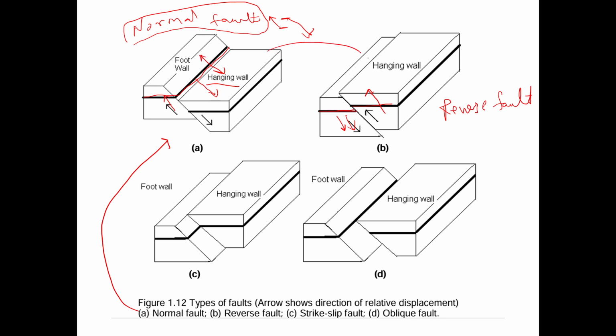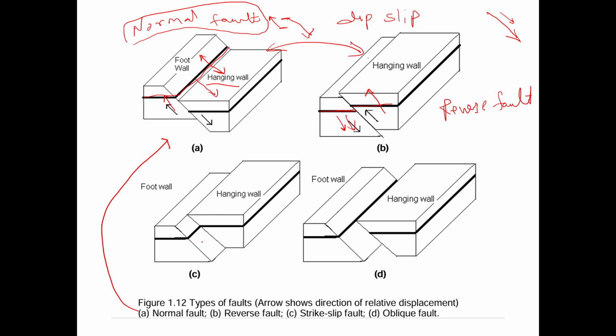That means these two are the example of dip slip, right? We have seen that dip slip because dip is inclined, right? This movement is called as dip movement. That's why these two are the example of dip slip.